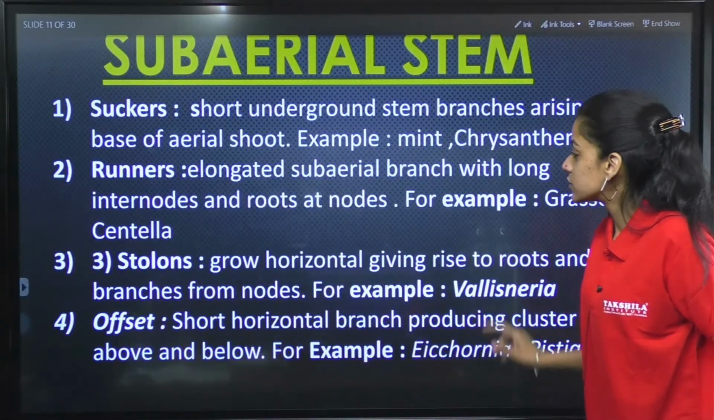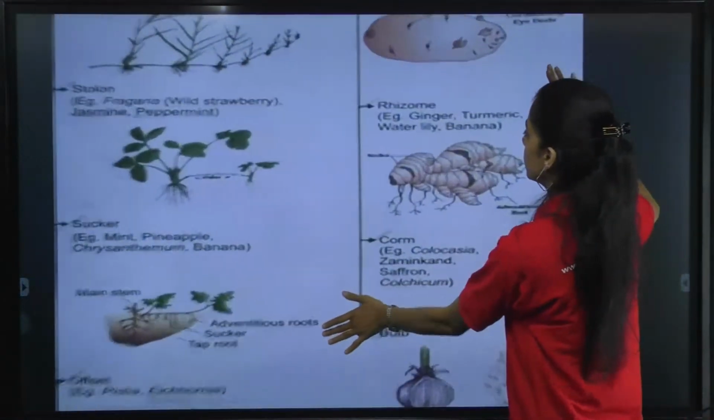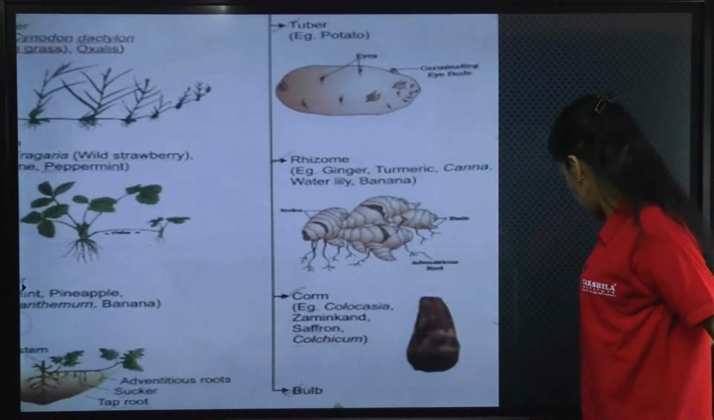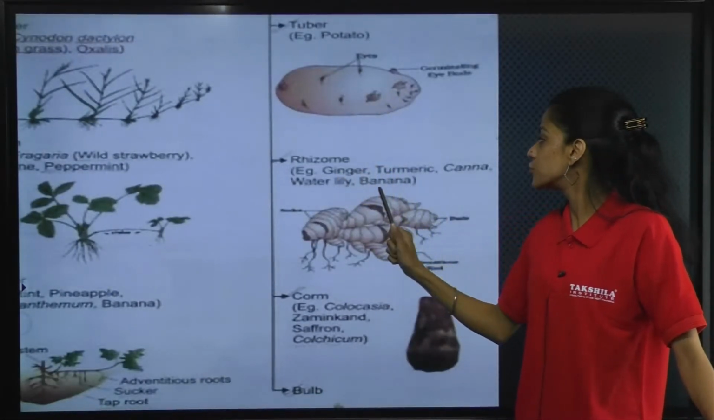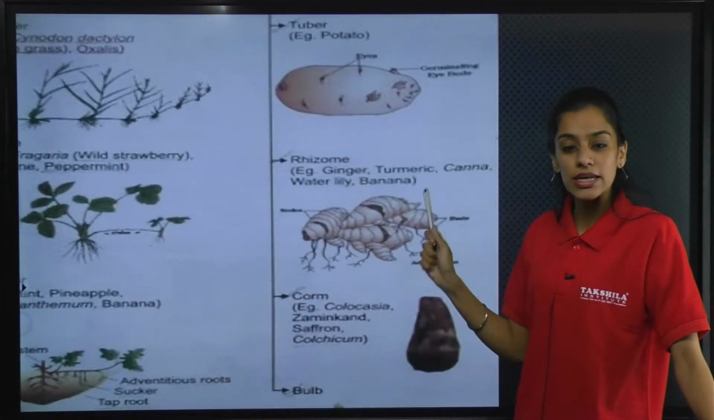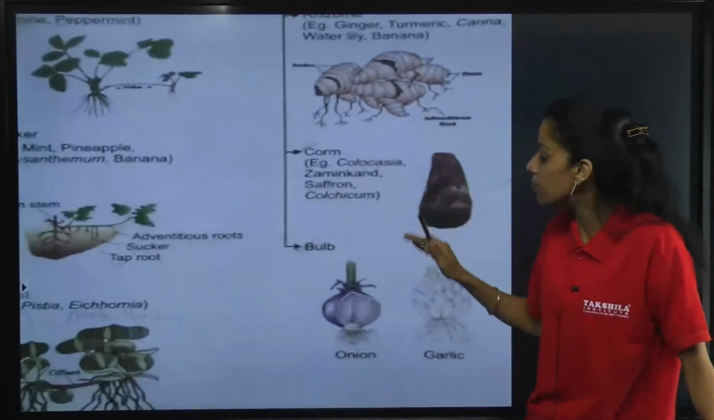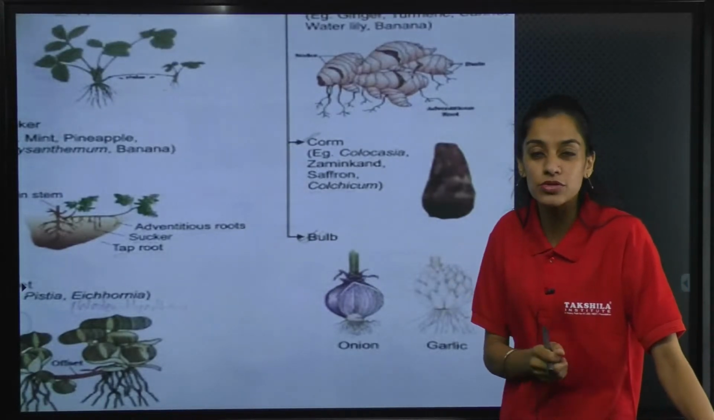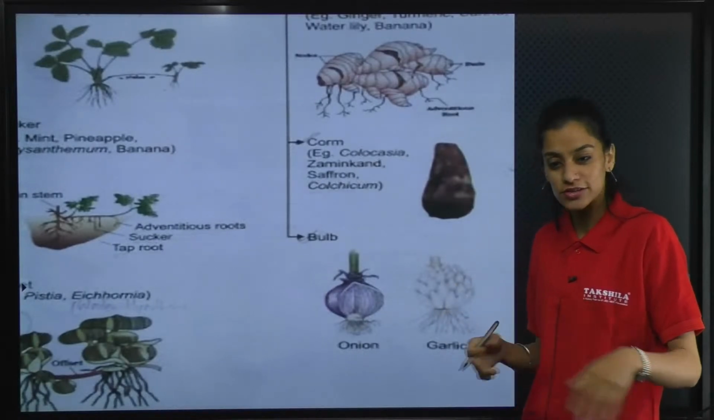So with the help of a diagram, let's look at them. First we have done the stem, that is the underground stem. Understand, underground stem consists of a tuber, which has the potato. Then you have the rhizome: ginger, turmeric, water lily, canna, bananas. Then corm is colocasia, and then you have bulb, onion or garlic, right? That have the fleshy leaves in it that are edible. So we generally take up garlic or onion in the form of fleshy leaves, right?